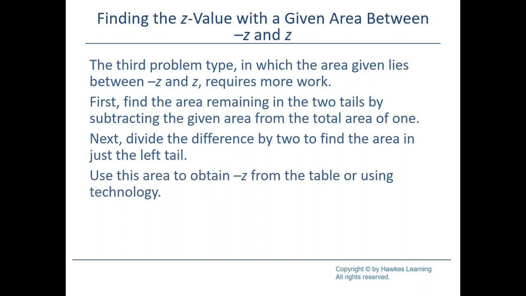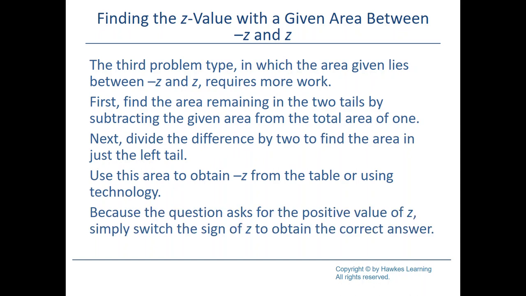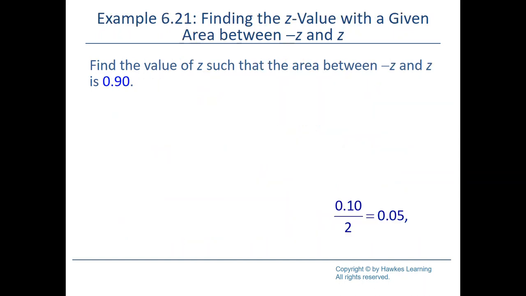And then we can use the technology or the table to find that negative z value. Okay. Because the question asks for a positive value of z, you just have to switch the sign, and therefore you have now obtained the correct answer.